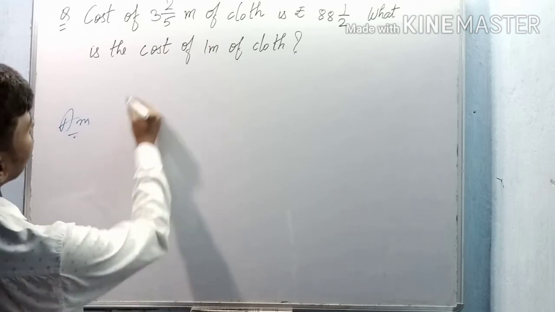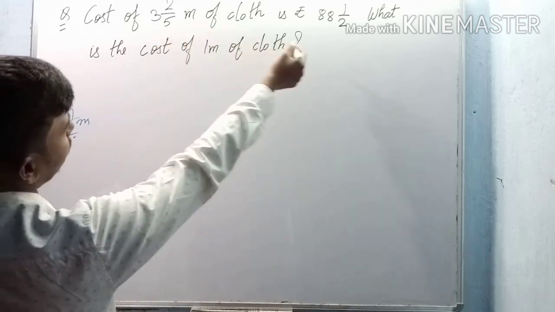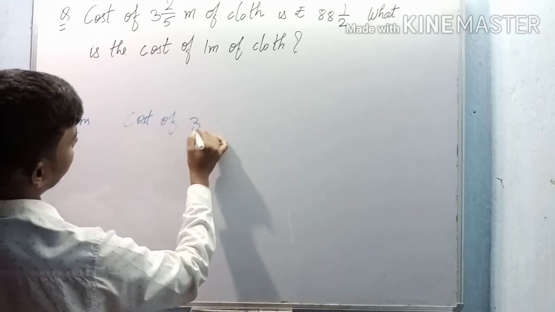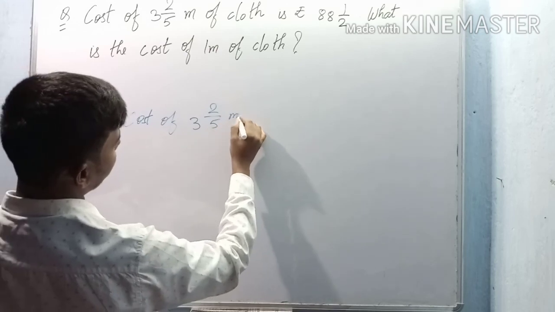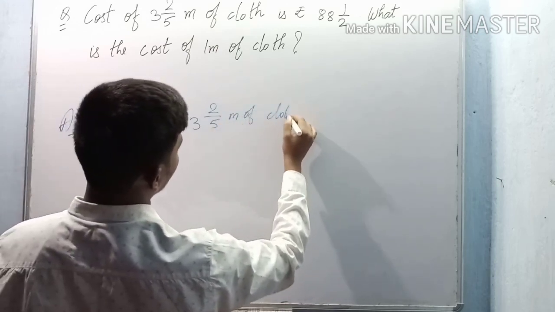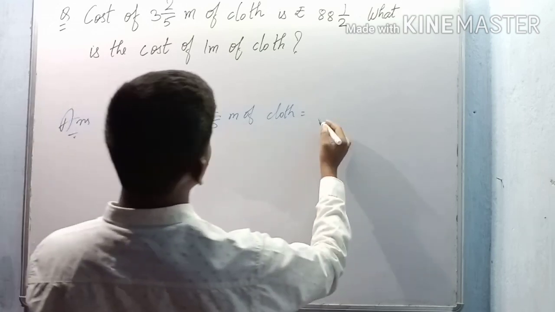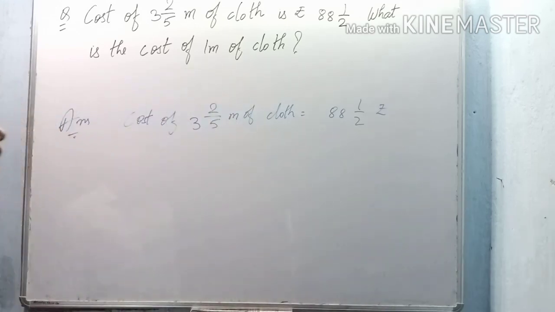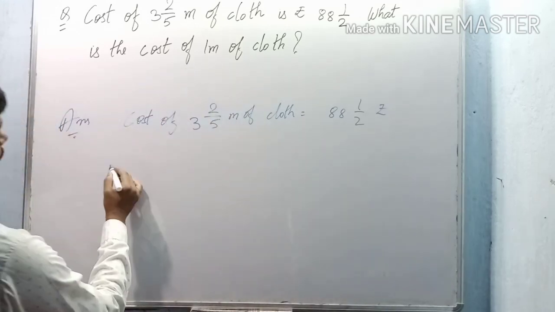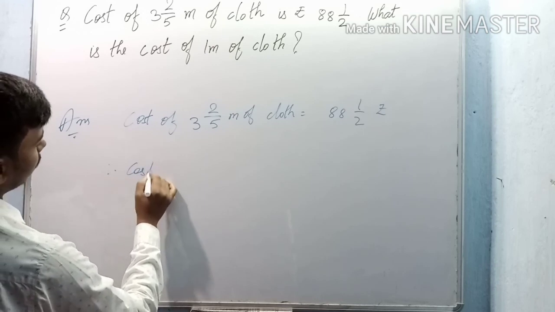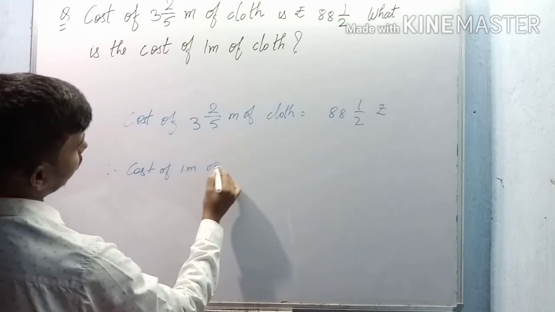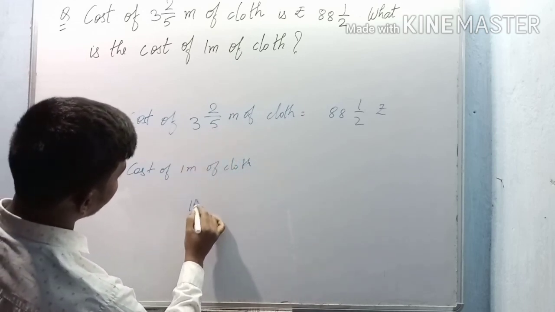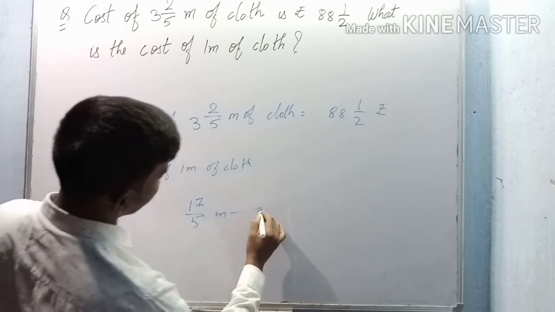The question is, the cost of 3 2 by 5 meter of cloth is 88 1 by 2 rupees. Then we have to find out the cost of 1 meter of cloth. So 5 3 is 15, plus 2 is 17. So 17 by 5 meter of cloth is costing how much?